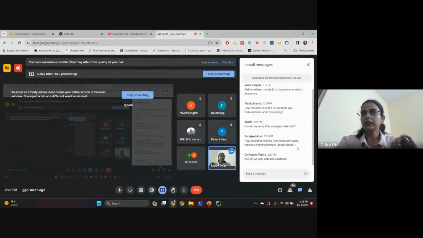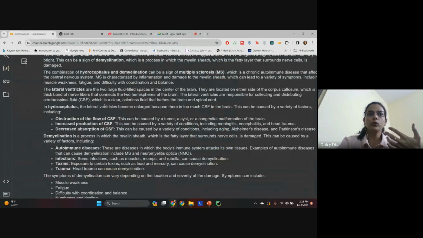I think Satyajit's question is also related: how does the prediction coming from medical images match with the ground truth? Over here again, I reiterate, these are JPEG images. You will not always get medically factually correct information from JPEG images.